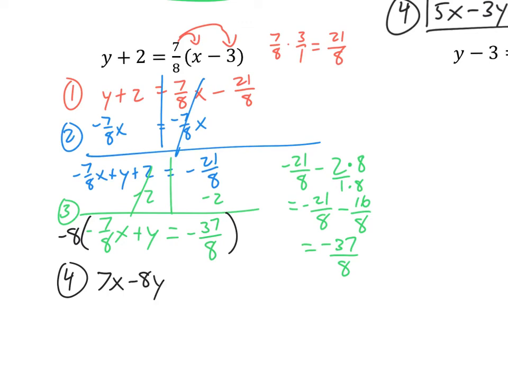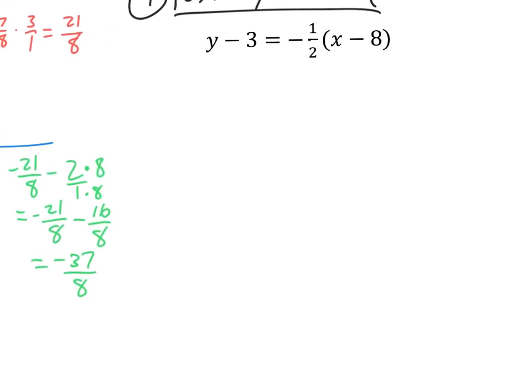Minus 8y, because negative 8 times y is negative 8y, is going to be equal to negative 37 over 8 times negative 8. Those 8's will cancel, and so will the negatives, so we'll get positive 37. And this is our answer in standard form.